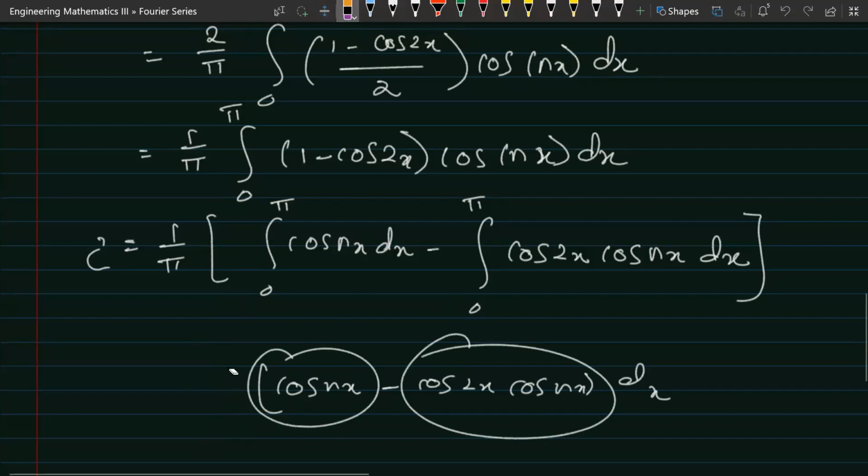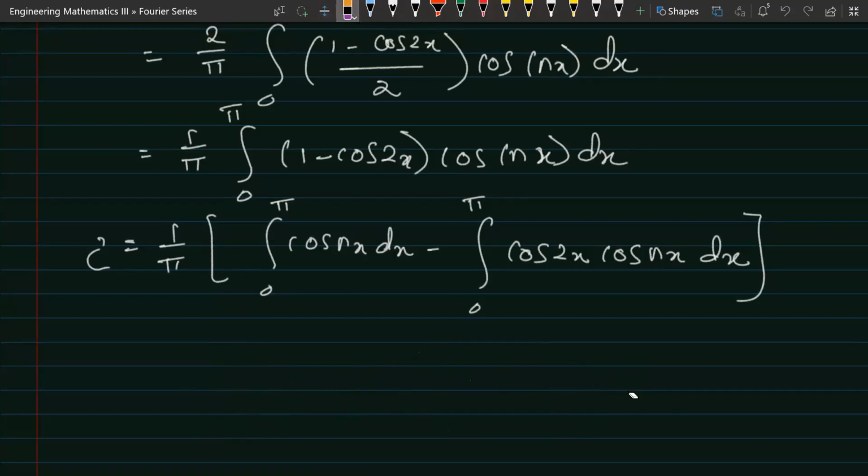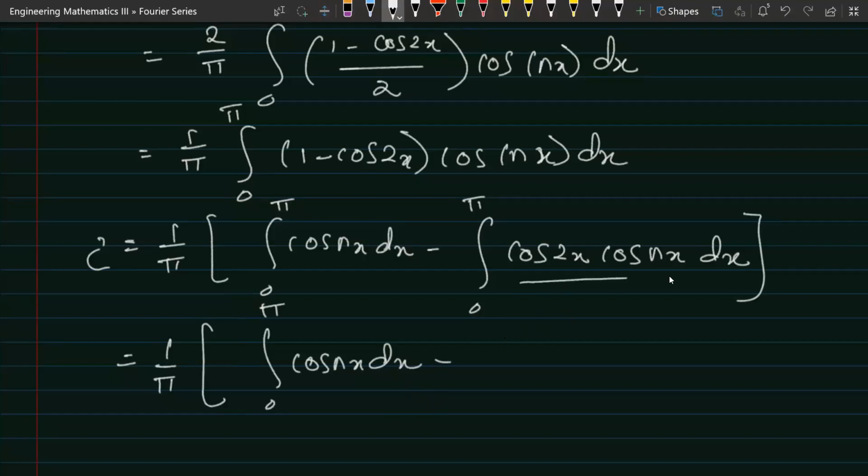Yes, sir. Fine. Now take the integrations. For the first, it is very simple. 1 upon pi as it is. The first integral, keep this as it is for a while: 0 to pi cos of nx dx. What about this integral? Minus, what about this integral? Cos of 2x into cos nx.